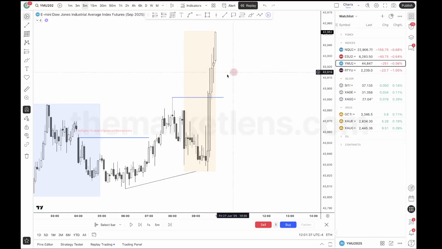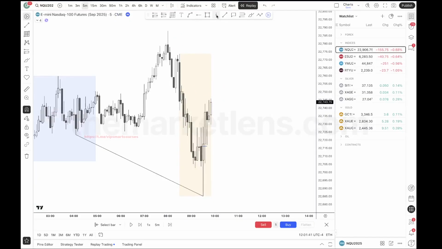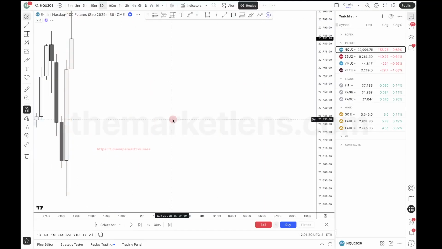So if YM fails to manipulate this high, what should ES and NQ do? They should expand and catch up to this high. So that's what I traded here. Right, and yeah, pretty simple there.